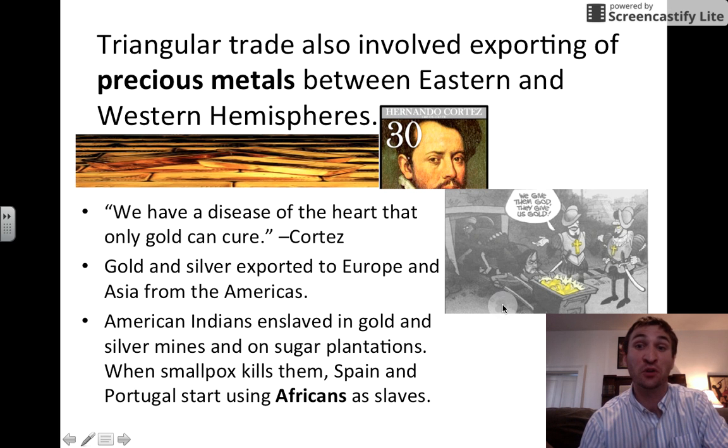Let's take a look at this political cartoon. You have the Spanish explorers saying, we give them God, they give us gold, justifying enslaving these humans for their purposes. Now, when the smallpox virus kills the Native Americans, the Aztec, the Inca, and others, Spain and Portugal, the early leaders in exploration, start using Africans as slaves. And this is the start of the transatlantic slave trade from Africa to the Americas.